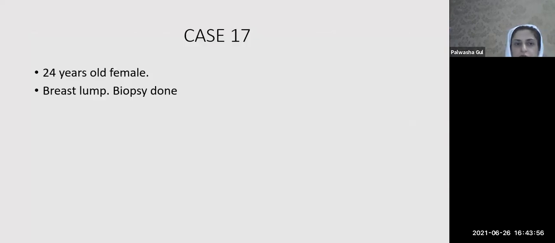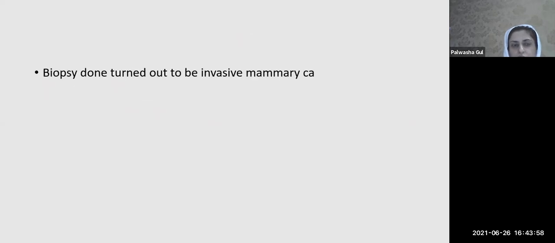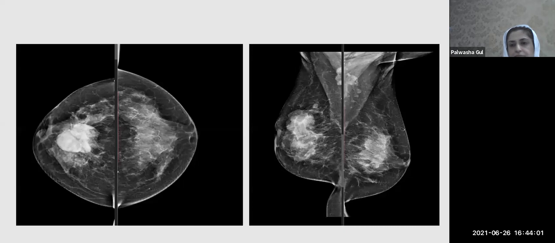Case number 17, 24 year old female, breast lump biopsy done, which turned out to be invasive mammary carcinoma. Mammogram was done. Now, always remember, we have a concept that we are not going to do a mammogram in young patients, but once the patient has a biopsy-proven malignancy, then you can go ahead with mammography. Then you don't have to look at the age of the patient. So there was a large mass with spiculated margins in the central breast, upper quadrant, and then there was a small satellite with it in the axillary tail.